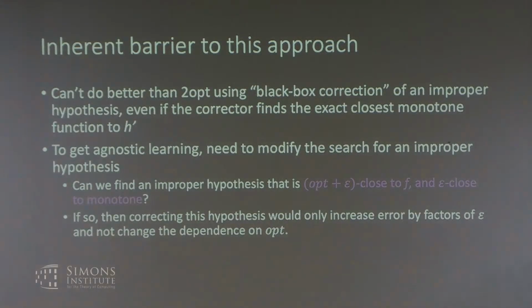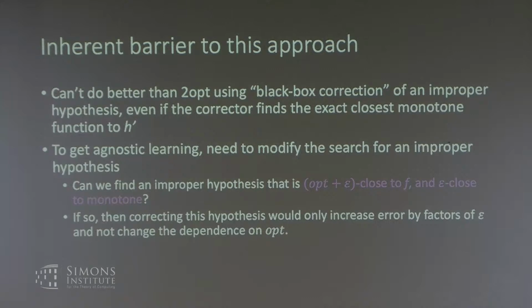So this approach of learning an improper hypothesis and then correcting it to be in the concept class as a black box is inherently blocked at 2 opt. It must be semi-agnostic. If you think about it, f is opt far from monotone, so your improper learner is allowed to learn a hypothesis that's both opt far from f and opt far from monotone. And so even if you find the exact closest monotone function to that hypothesis, you could modify it by opt and get a monotone function that's 2 opt away from f. You correct it in the wrong direction, away from f.